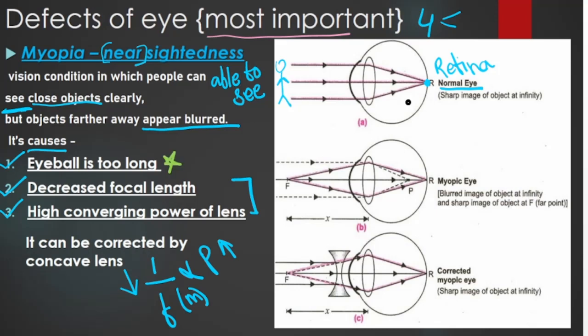How did it happen? Now, decreased focal length or high converging power of lens. High converging power. Why have I written converging here? Because this lens is nothing but a convex lens. Okay, this is a convex lens. So now we will talk about decreased focal length quickly, because this is not a topic we need to really extend.